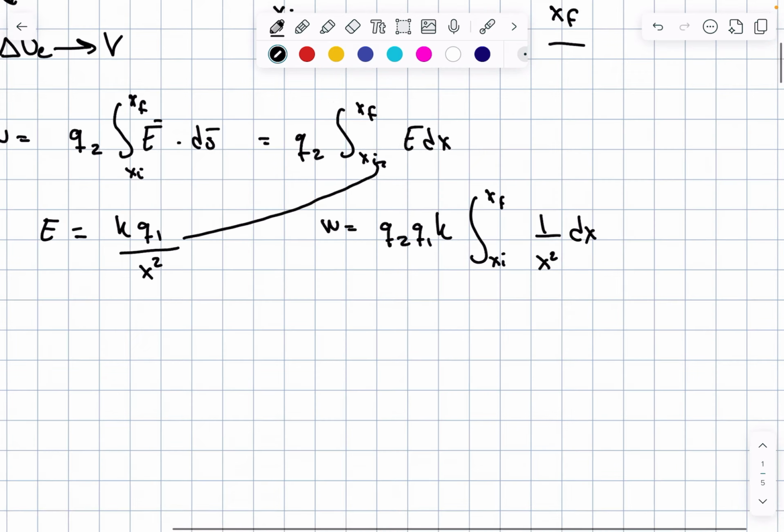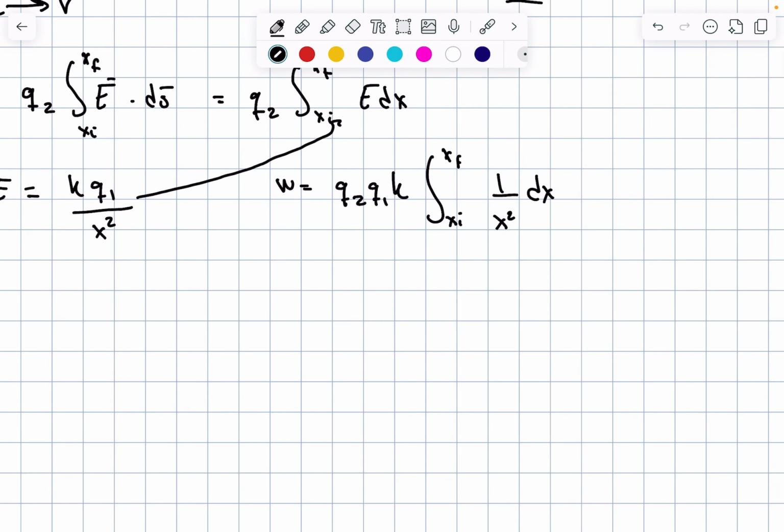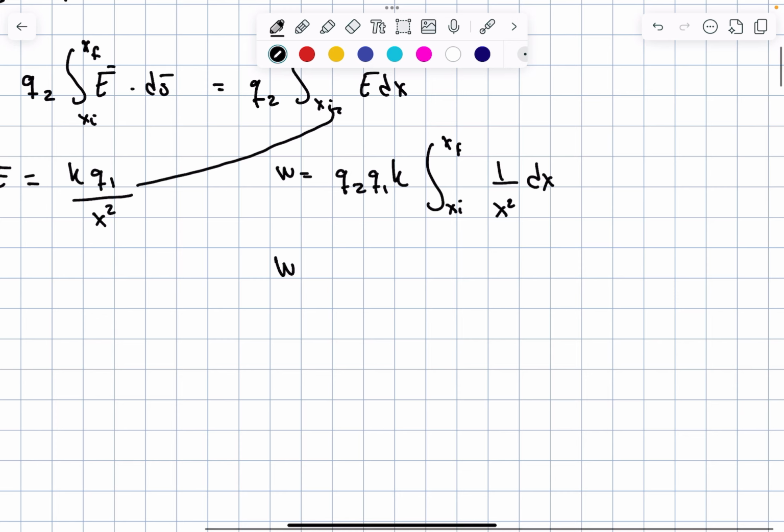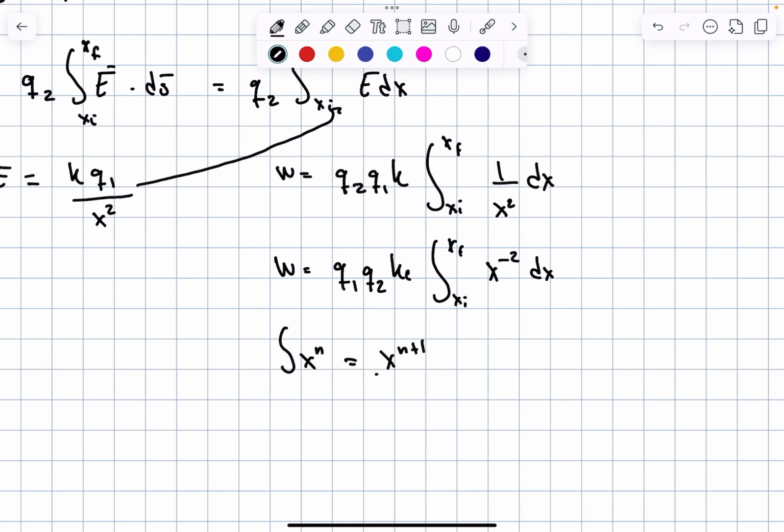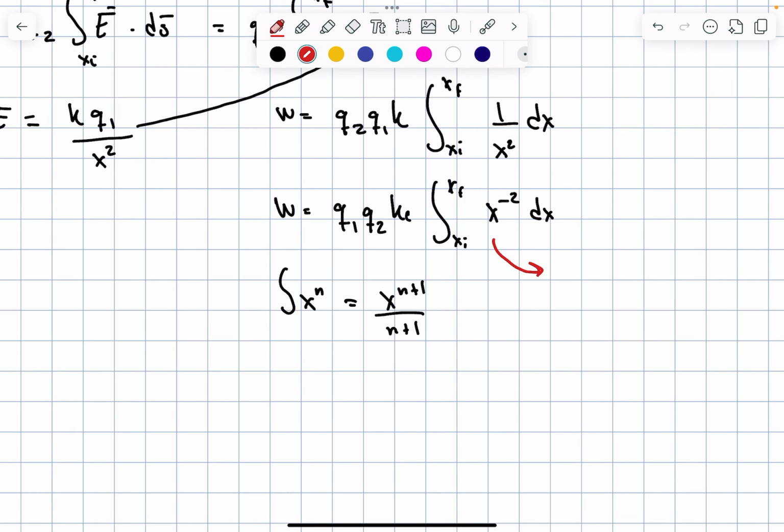And this is a type of integral that you should definitely be able to solve, right? So when I solve it, I'll go a little bit slowly here. We have x to the negative 2 dx. And whenever we have the integral of x to the n, it equals x to the n plus 1 divided by n plus 1, right? So then this becomes x to the negative 2 plus 1, negative 1, divided by negative 2 plus 1, negative 1, right? And this is evaluated from x initial to x final.